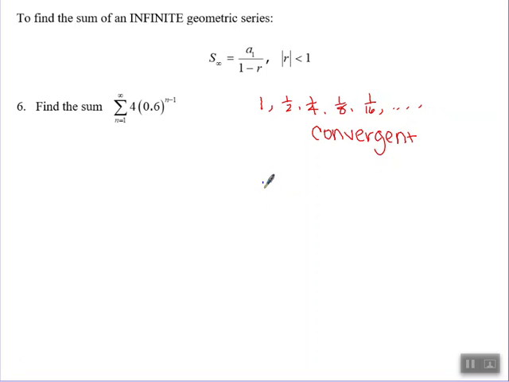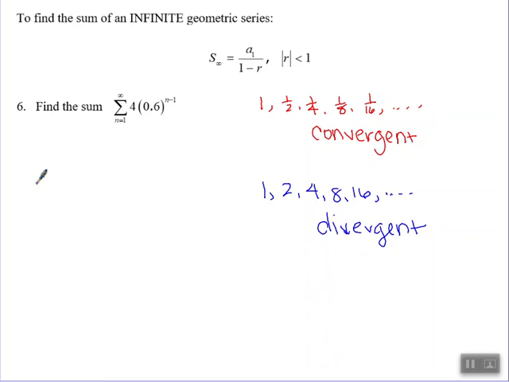But if we had something like 1, 2, 4, 8, 16, etc., the numbers are getting bigger. If you look at the end behavior of this exponential function, the numbers will continue getting bigger. They approach positive infinity as you keep progressing through the sequence. This is called a divergent sequence. And you cannot find the sum of an infinite sequence that diverges.